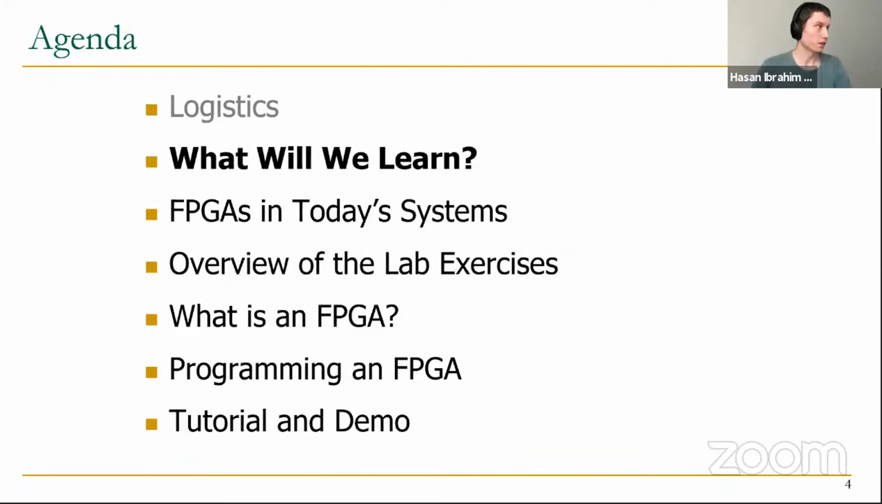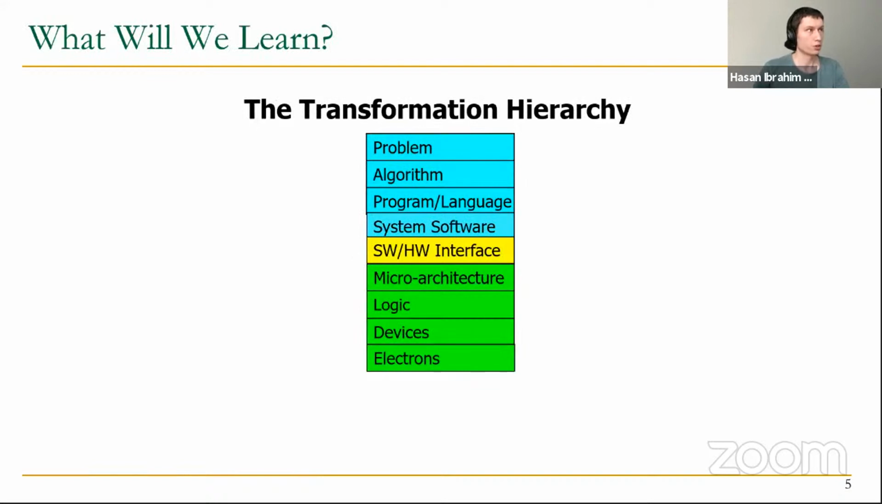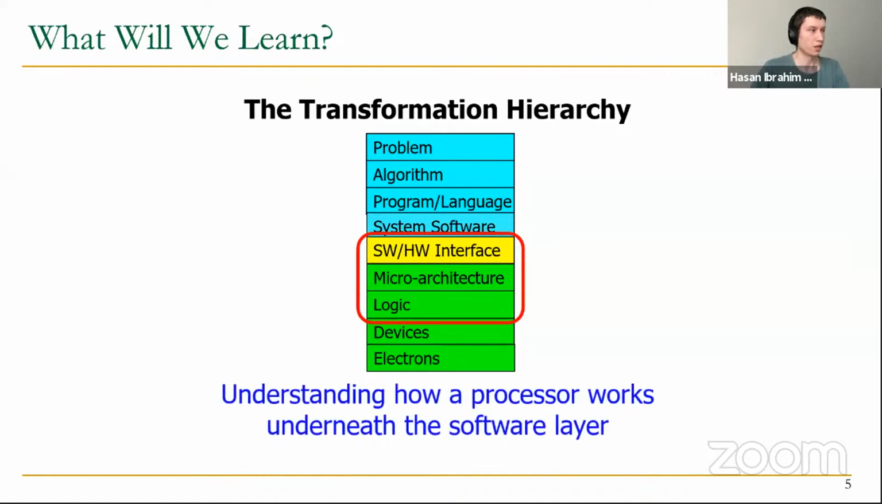Okay, let's continue with the next part. What will we learn in the lab sessions? You have seen this transformation hierarchy multiple times in this class so far. In the labs, we will work on all these 3 different layers: logic, microarchitecture, and software-hardware interface. Specifically, we will be designing logic gates. We will be designing circuits using logic gates. We will be adding new instructions to a processor, and we will also be writing code using the instruction set architecture, or just instructions.